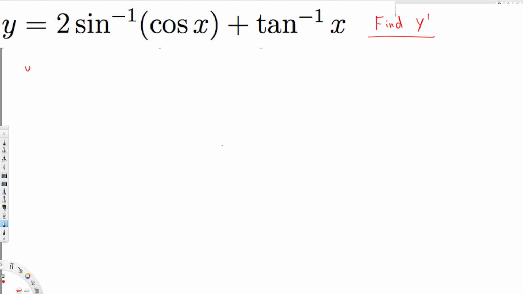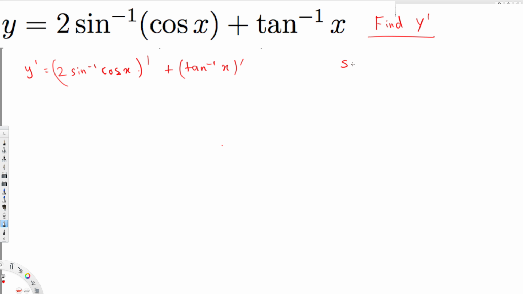So if I take the derivative, it's going to be y prime is equal to 2 sine inverse cos x, right? Cos x, I have to take the derivative of all these things, and then here we have tan inverse x, so we have to find the derivative of this one. So before I do this one, since we have sine inverse and tan inverse, let's see what the real derivative definition is for these.